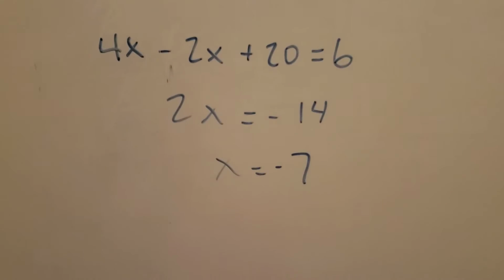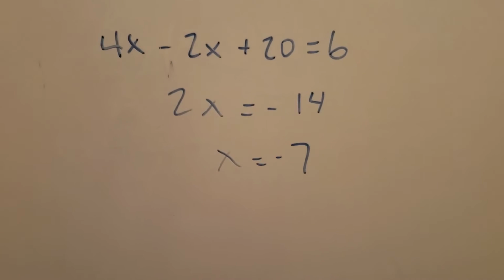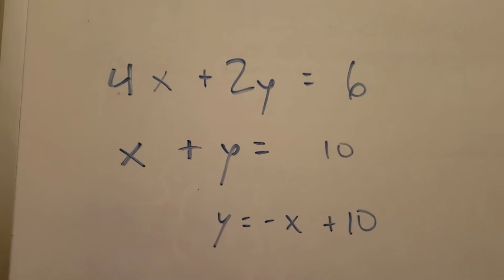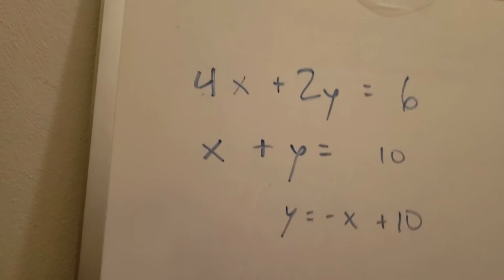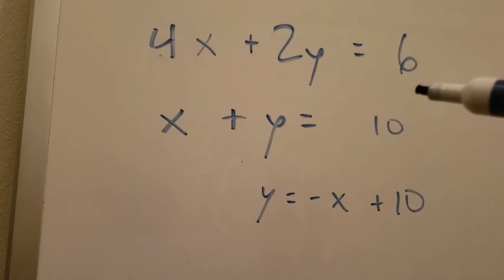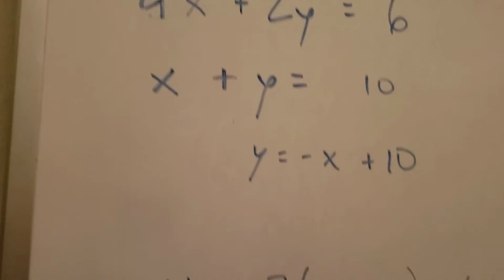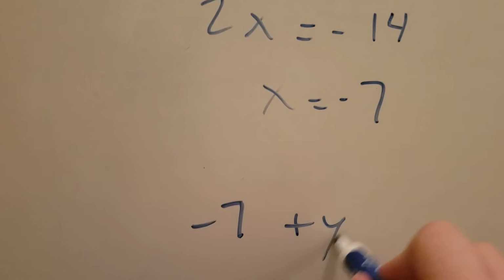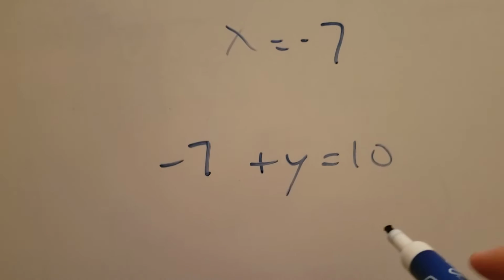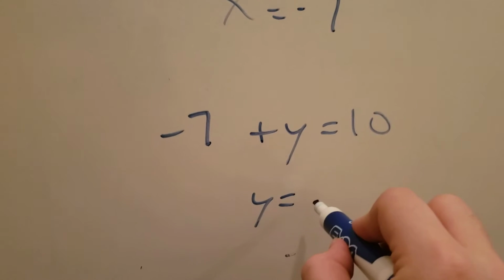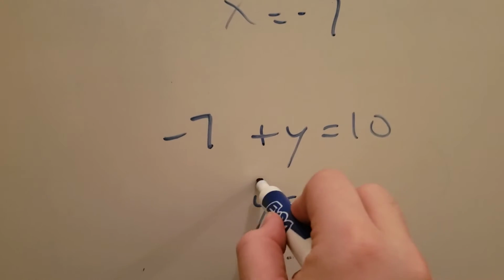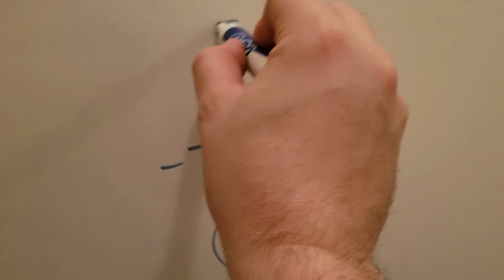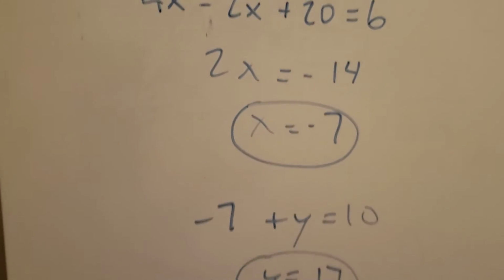Awesome. So we now have one value in our system of equations. We know that x is negative 7. So we're going to take negative 7 and plug it into this equation right here because it's the easiest one to solve. We get negative 7 plus y is equal to 10, and in that instance y would be equal to 17. So now we know that y is 17 and x is negative 7.